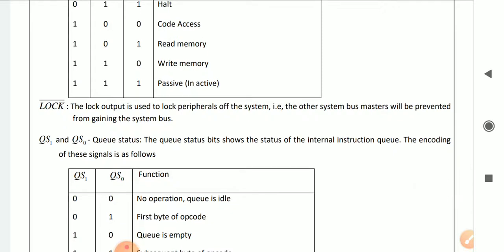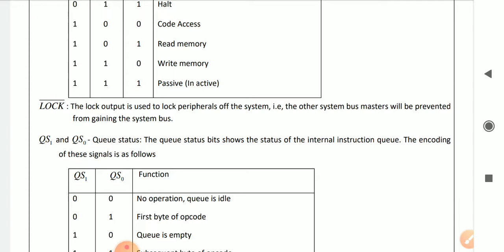Lock. The lock output is used to lock peripherals of the system. That is, the other system bus master will be prevented from gaining the system bus. In lock operation mode, other system bus masters will be prevented from gaining the system bus, because system buses are always in the control of the microprocessor.